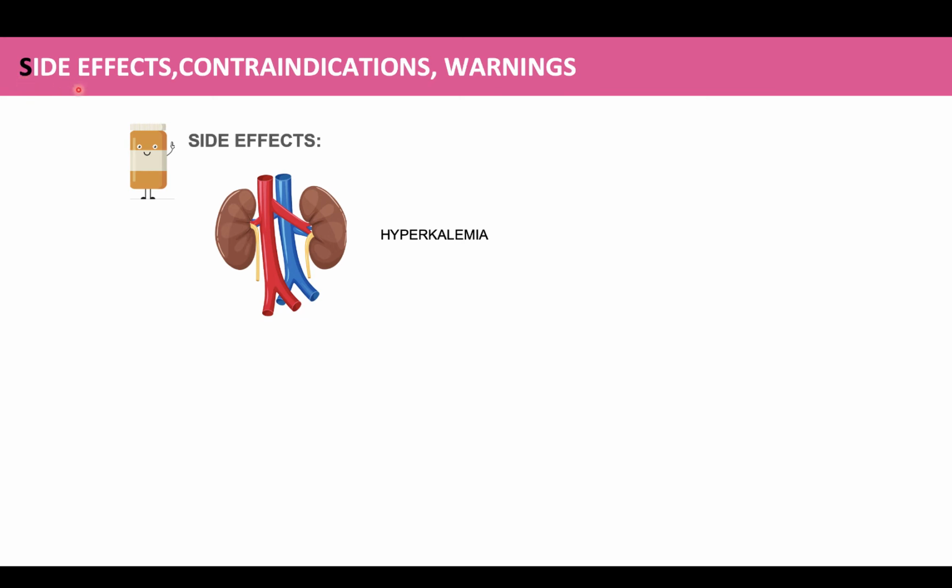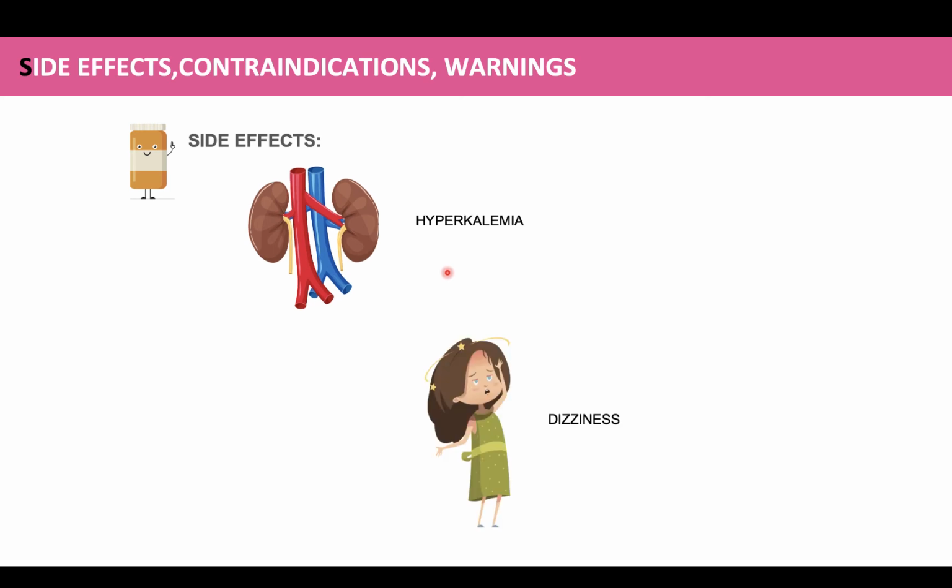S stands for side effects of the drugs, but I also like to add in contraindications and warnings in this section as well. For side effects that you need to remember for the ARB, think about the kidneys. It causes hyperkalemia. And we're going to have dizziness. Just because it is a blood pressure medication, we're going to see dizziness if it is added in addition to another blood pressure medication, if you are adjusting the dose, or perhaps this is a brand new medication that your patient is starting. They can experience dizziness in the beginning.